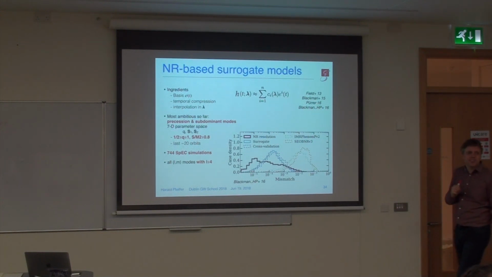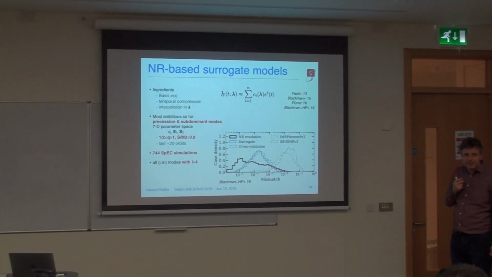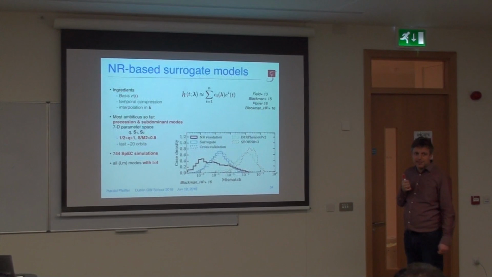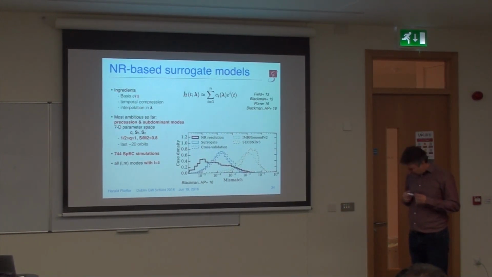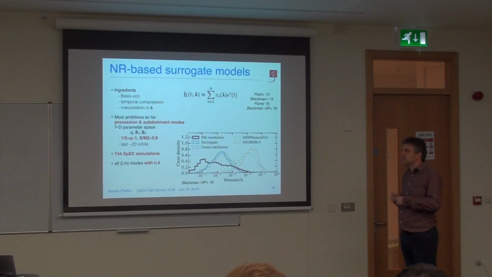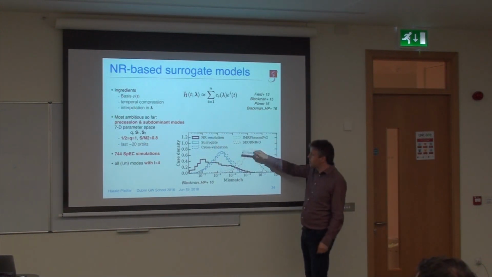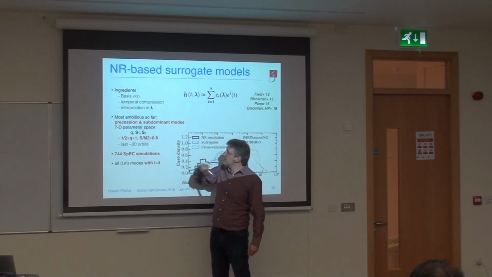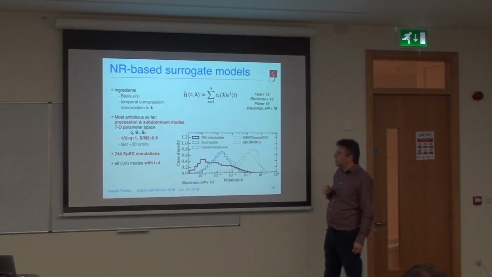The question is just how many simulations would you need to extend the surrogate model to higher mass ratio? Thank you for pointing this out. Surrogate models work well within the range of parameters that you can cover. And so, for this particular one that looks so nice, the mass ratio only goes up to 1/2, and the spin magnitude is only up to 0.8.